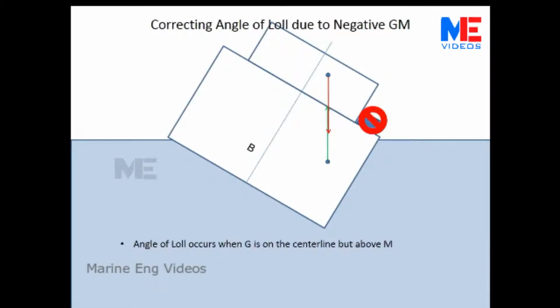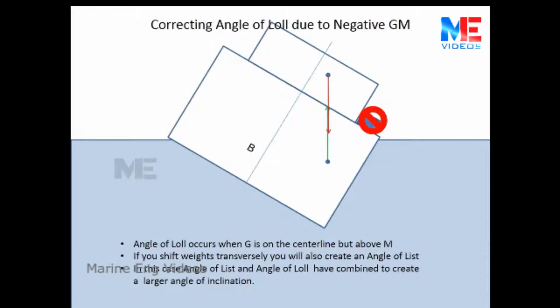Don't do this, okay? Angle of Loll occurs when G is on the center line but above M. And if you shift weights transversely, you're also going to create an angle of list. Those two are going to work together, and the vessel is going to incline even further and perhaps even capsize. So, all right, this is incorrect and dangerous. So how would you actually correct this?